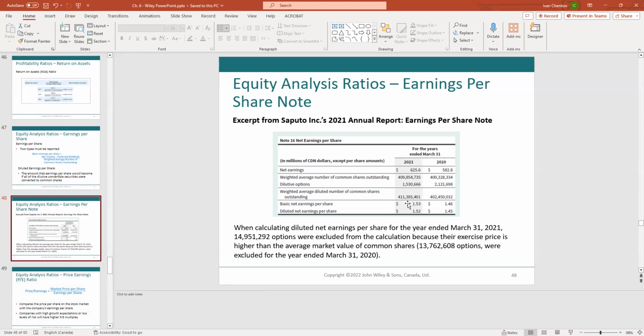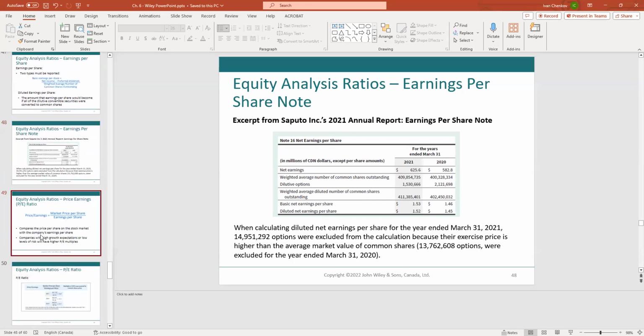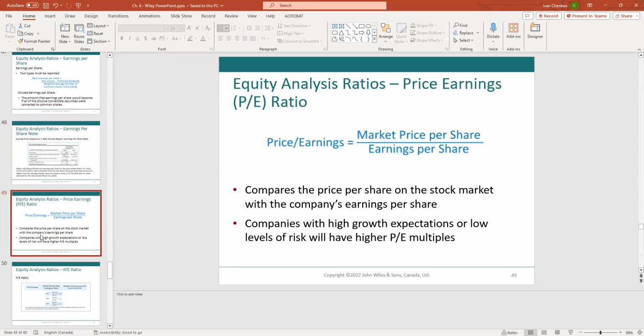Here, this company's basic earnings per share was 146 in 2020, 153 in 2021. Obviously, earnings per share is getting higher. Diluted earnings per share is a little bit lower, as I said, usually. Why? Because again, we're increasing the number of shares. For that reason, diluted earnings per share always goes down. Next ratio is the equity analysis ratio for the equity. That will be the price earnings ratio.